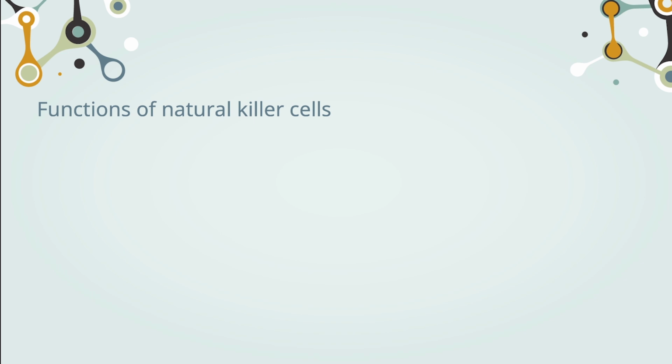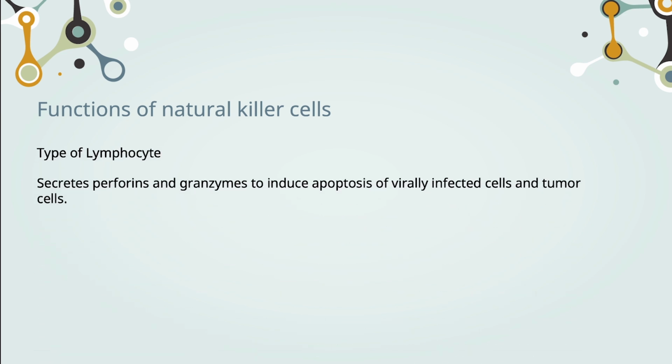Now let's talk about functions of natural killer cells. Now you might be wondering why I am only focusing on natural killer cells which are part of innate immunity, but there are other cells as well, right? But the reason I'm focusing on NK cells or the natural killer cells is because from the exam point of view, these are super high yield, all right? So what are natural killer cells? They're nothing but a type of lymphocytes which secretes perforins and granzymes to induce apoptosis of virally infected cells or tumor cells.